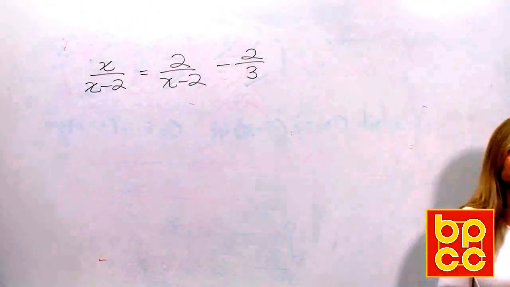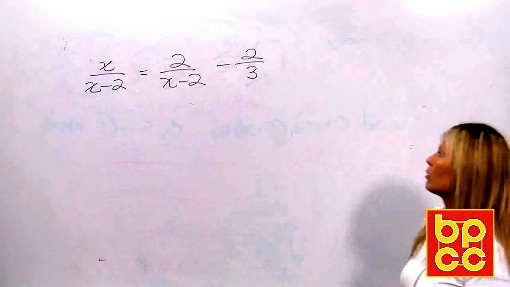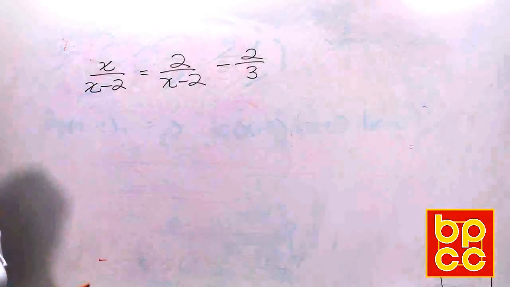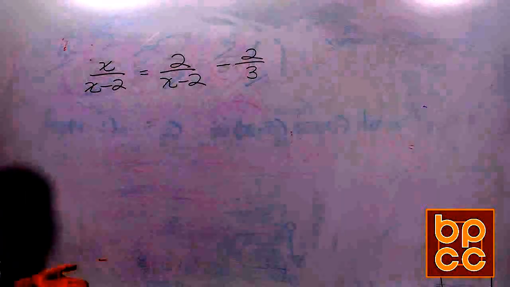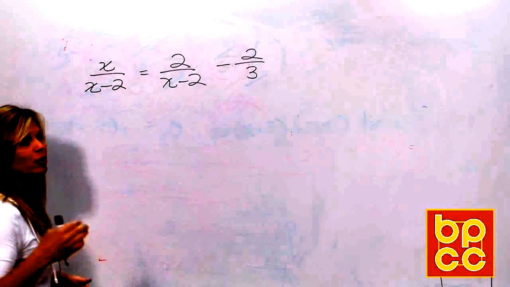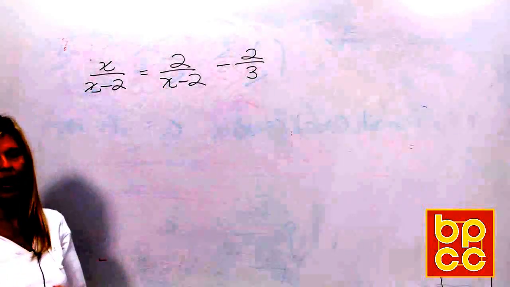So we have x over x minus 2 equals 2 over x minus 2 minus 2/3. If you look, it's a rational equation. There are fractions. The problem is, look at your denominators. You have a variable here. You have a variable here. So we've got to worry about what numbers cannot go in that spot.